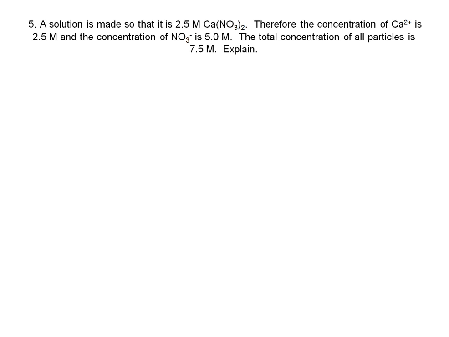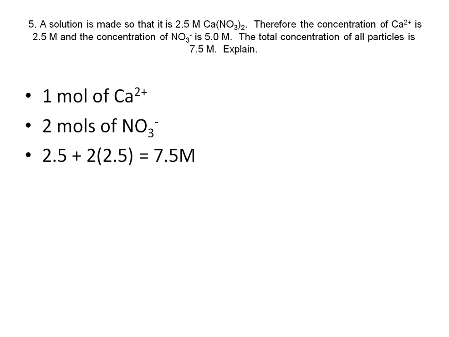So we have a concentration of 2.5, and there's 1 mole of Ca2+ and 2 moles of NO3-. So it's 2 times 2.5, because there's 2 moles of NO3-, plus the 2.5 for Ca2+. That equals 7.5.